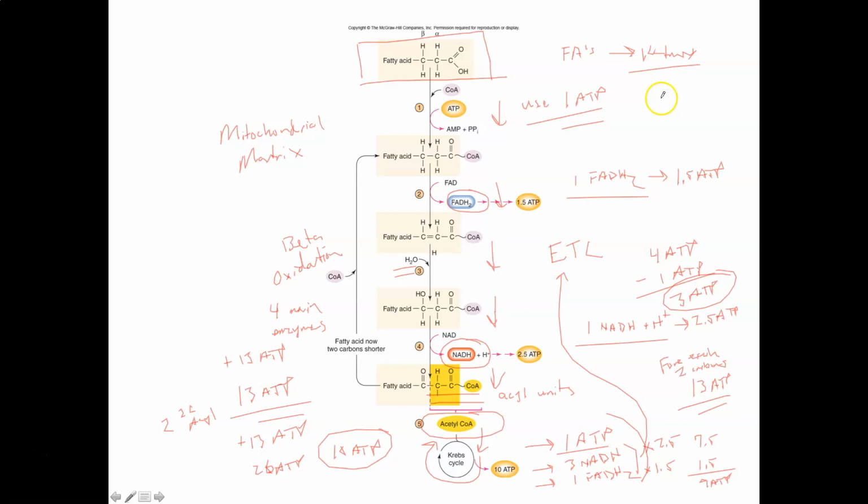So that, though, is a little bit on why we store lipids and how we generate energy from lipids, either through glycerol or through these acyl subunits that come from fatty acids.